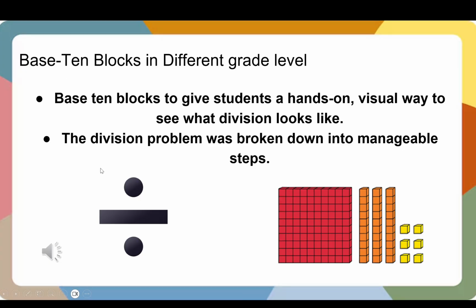So just a little bit more description about the video from the previous slide. Base 10 blocks give students a hands-on visual way to see what division looks like. So it helps students who may find division challenging get a better concept of what division is exactly. The division problem in the video was broken down into manageable steps. So if you get the chance, I highly recommend watching the videos I mentioned in the slides I just talked about. And they are definitely great resources for you to use in your classroom.